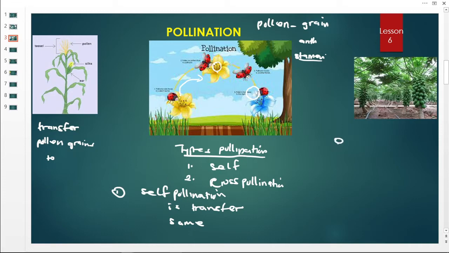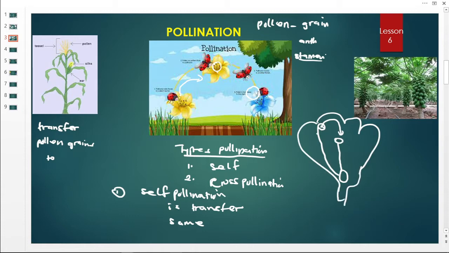So if this is our stigma, this one is the style, and this is the ovary, then we have the male part made up of the filament stalk and the anther. This one produces the pollen grains, then they are carried from the anthers to the stigma of the same flower. Now if this is our flower, with the flower stalk and so on, the pollen grains are carried from the anthers to the stigma of the same flower, so from here to here of the same flower.